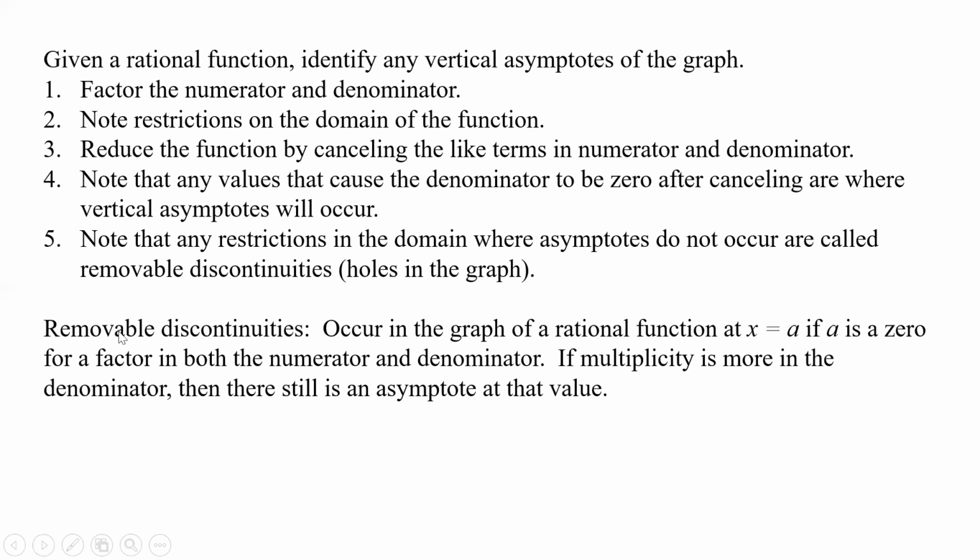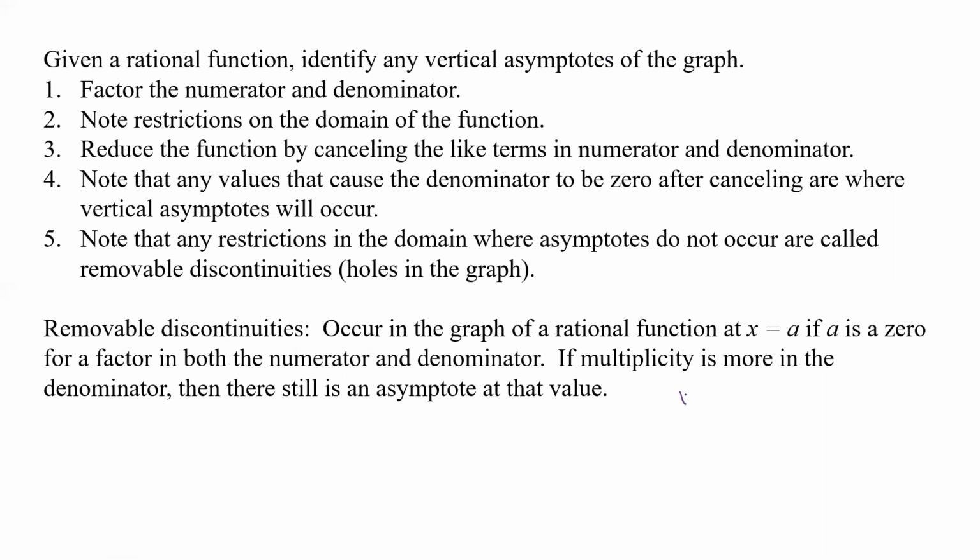And any restrictions in a domain where asymptotes do not occur are called removable discontinuities or holes in the graph. So those removable discontinuities occur in a graph of a rational function at x equals a if a is a 0 for a factor in both the numerator and denominator. So that's when we cancel in the numerator and denominator. If it's in both of them, it cancels, and so that's called a removable discontinuity.